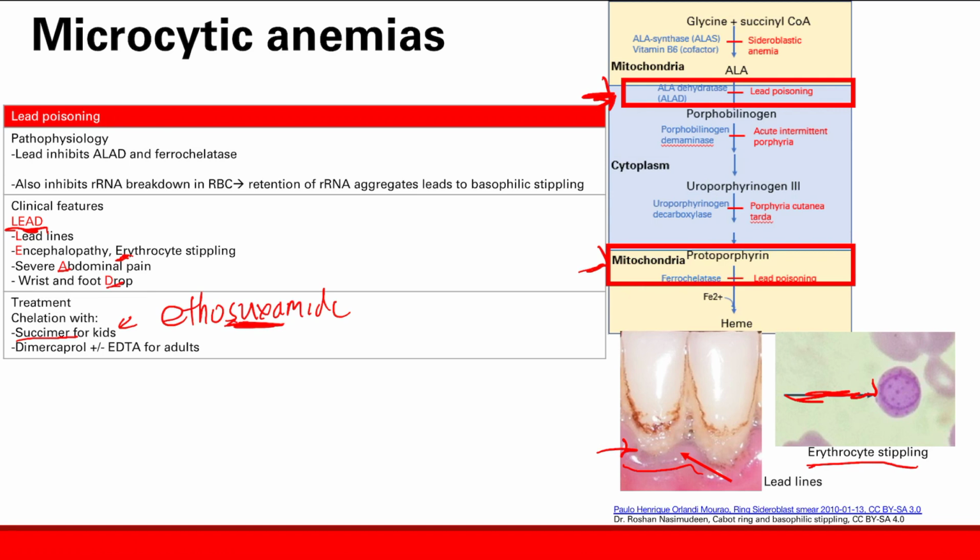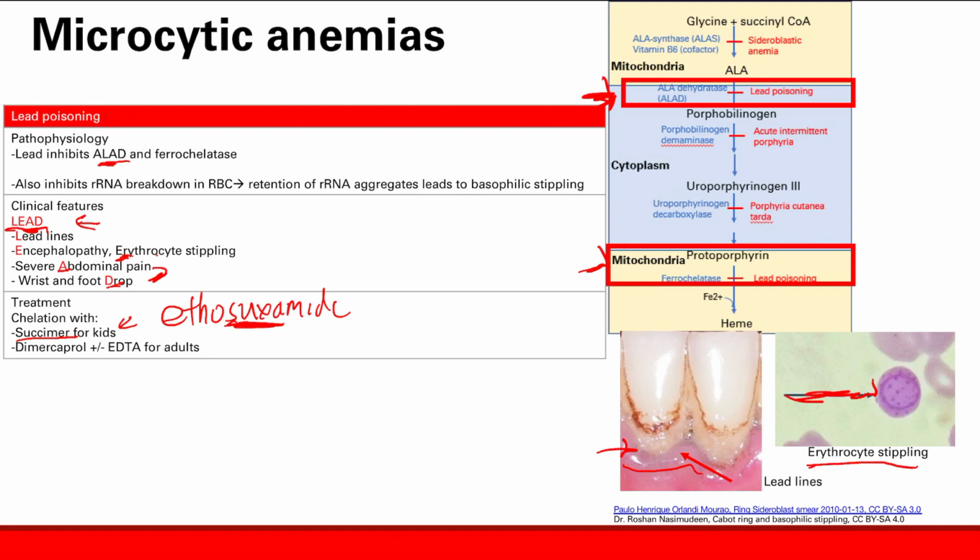So that's it for lead poisoning. Just remember that mnemonic, LEAD. Lead lines, encephalopathy, abdominal pain, wrist and foot drop. I think especially this abdominal pain, neurologic symptoms, foot drop, wrist drop. That's very characteristic of lead poisoning. And that's due to inhibition of ALAD, that's the ALA dehydratase, or inhibition of ferrochelatase.